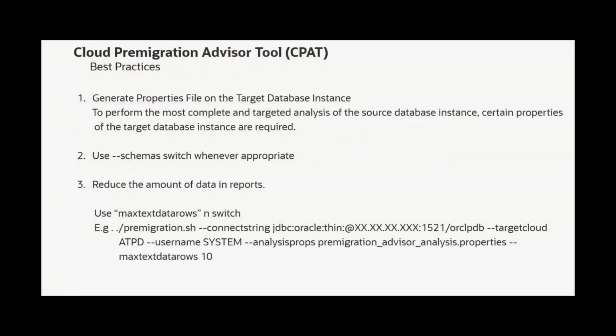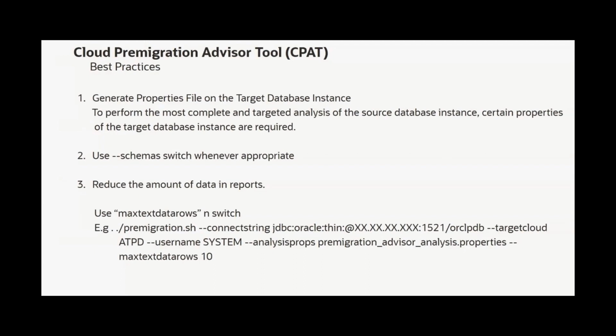Okay, so we already learned a lot about CPAT. Now let us take a look at the best practices. As we discussed earlier, it is recommended to generate the target database properties file and use it while generating the CPAT report for your source database. This is because it allows you to perform a complete analysis of your source database. We should also use the schemas switch whenever we are certain that only specific schemas contain all the objects related to the application and migrating them will be more than enough. If this is not the case, you have to go for full mode migration.